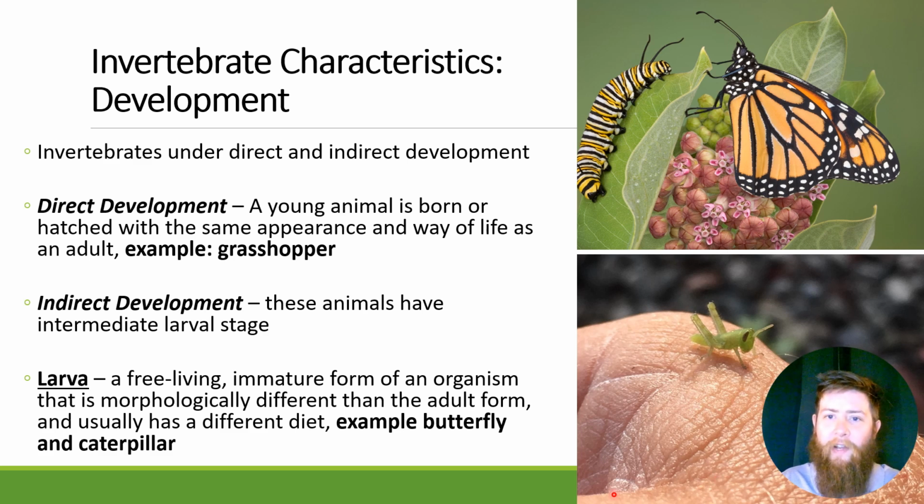Indirect development is when animals have intermediate larval stages. A larva is a free-living, immature form of an organism. Free-living means they don't rely on their parent. These larvae are usually morphologically different from the adult form and usually have a different diet. The caterpillar of the monarch butterfly and the monarch butterfly itself have very different morphology. They look very different, and they eat different things. The butterfly eats more pollen and nectar, and the caterpillar eats more plant material. So even though it's the same organism, it has very different approaches to how it's growing. Until it turns into a butterfly, it's not competing with the adult form.